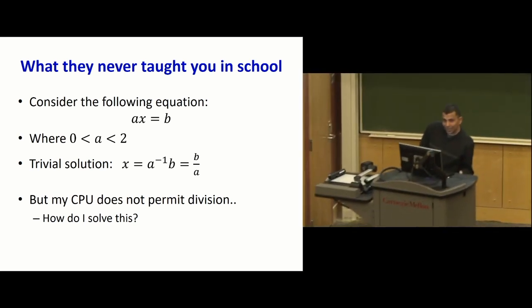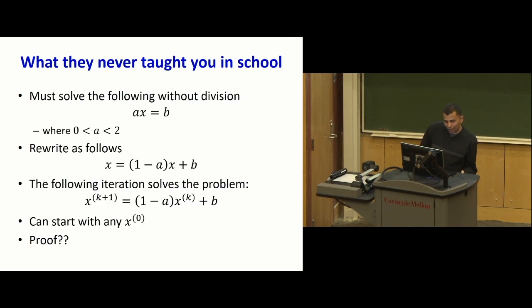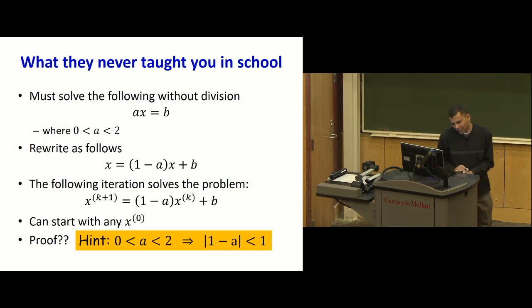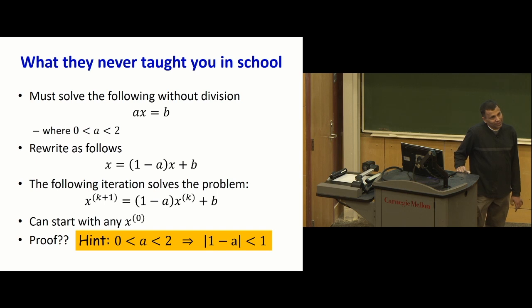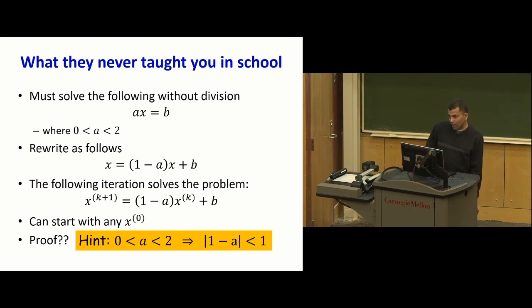So this is basically what we're going to do. You can start with any x0. That's the beauty of it. It doesn't matter which x0 you start with, the rate of convergence is pretty much the same because the first term becomes zero really fast, right? And the reason for this is the magnitude of 1 minus a was less than 1, which is why you could use the summation of the geometric series.